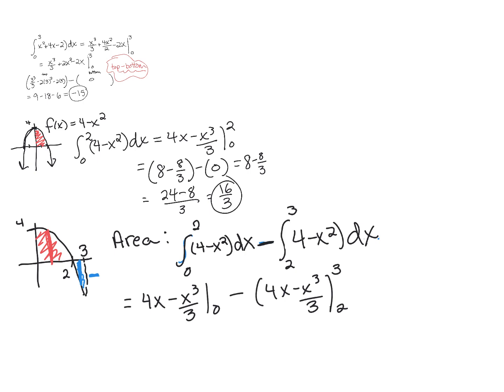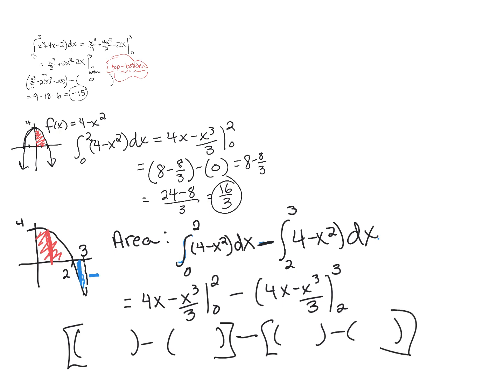Did you catch it? This first integral stops at 2. So we're going to plug in the top minus the bottom for the first thing. Minus, plug in the top minus the bottom for the second. So I plug in a 2, I get 8 minus 8/3, just like before. Plug in the 0, I get a 0. Now the second one, I'm going to plug in a 3. That gives me 12 minus 3 cubed divided by 3 is 9. Minus, plug in the 2, 8 minus 8/3.